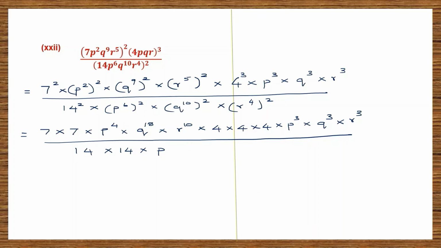That is p raised to the power of 12 into q raised to the power of 10 into 2 is 20, and into r raised to the power of 4 into 2 is 8, r raised to the power of 8. So let's write 8 here. Now let's cancel what we can. Okay, so now we can cancel 7 and 14. 7 1s are 7, 7 2s are 14. Here also we can cancel, 7 1s are 7 and 7 2s are 14.